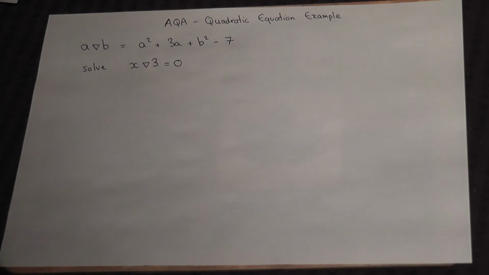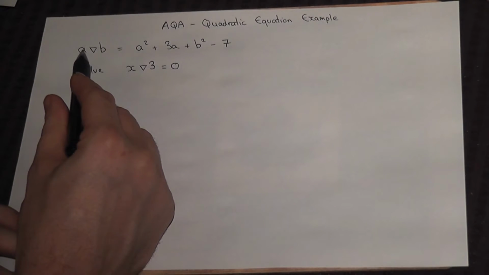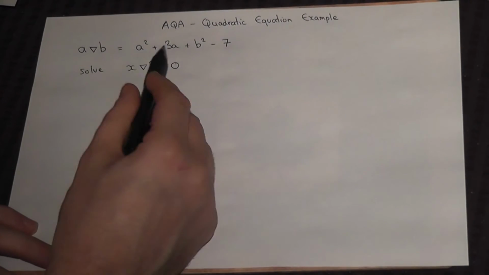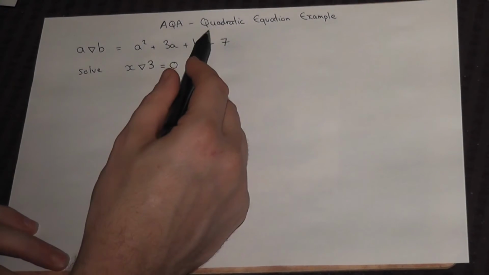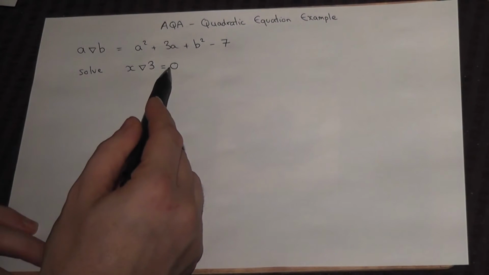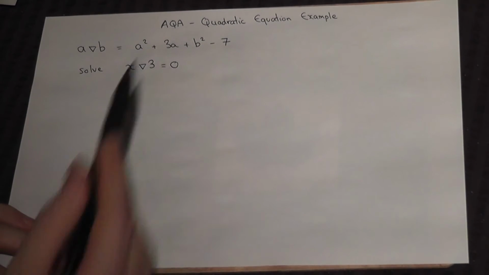This video talks through how the quadratic equation question can often be phrased in the AQA examination. And it's often given in the form of an operator, in which it gives you an A and a B and defines this triangle thing here to mean this equation. This has been made up completely. It's nothing special, but we're then told to solve an equation, x operator 3 equals 0.